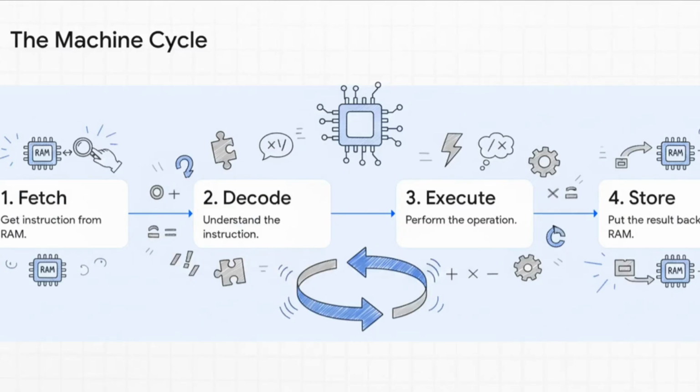And these 2 components are locked in this constant dance together, billions of times every second. It's called the machine cycle. The CPU fetches an instruction from RAM, it decodes what that instruction means, it executes the command, and then it stores the result right back in RAM. Fetch, decode, execute, store. Over and over and over, all at lightning speed.